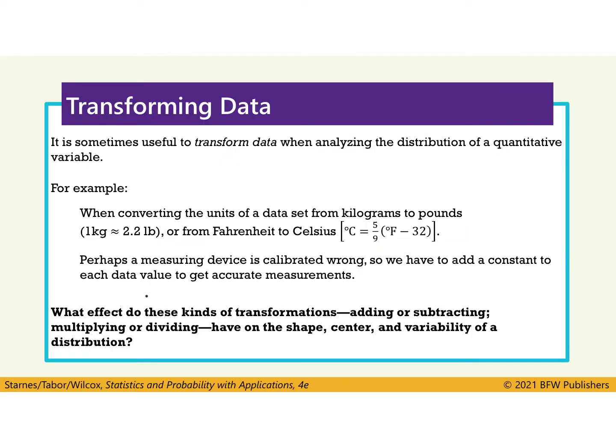So transforming data is useful when analyzing distributions of quantitative variables, when we need to convert units. For example, in our height activity, we converted from inches to centimeters. Maybe we need to convert from Fahrenheit to Celsius. Maybe we want to convert from kilograms to pounds. Maybe the measuring device was calibrated wrong, so we want to add a constant to each value to get an accurate measurement. We want to know what kinds of effects these transformations, adding or subtracting, multiplying or dividing, have on the shape, the center, and the variability. This is our essential question.